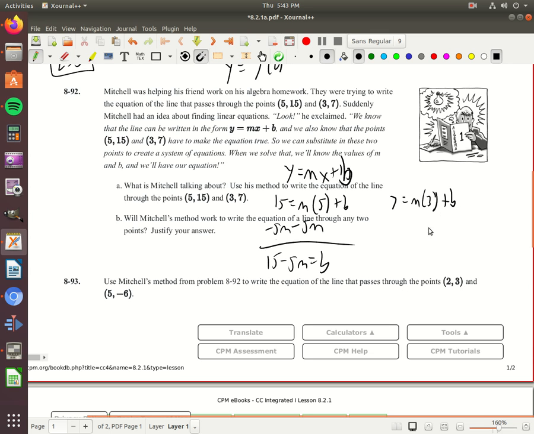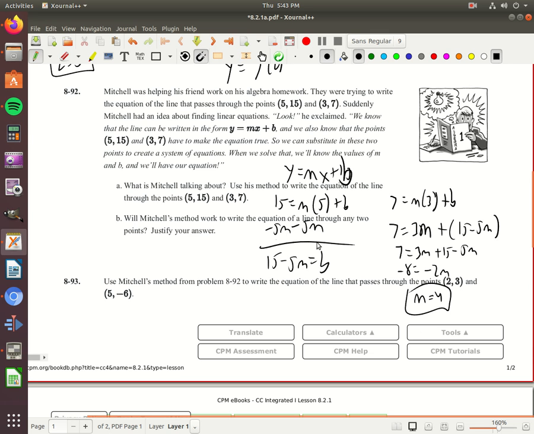I'll substitute that in over here, so I get 7 equals 3m plus 15 minus 5m. I'll subtract 15, so I get negative 8. And I'll combine, I get negative 2m. So m is going to equal 4.